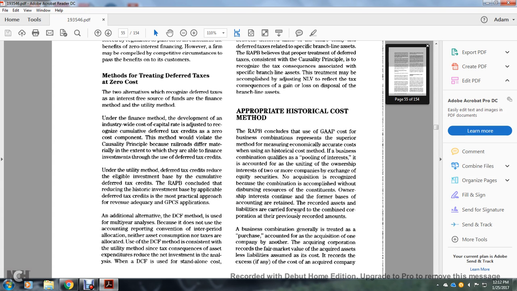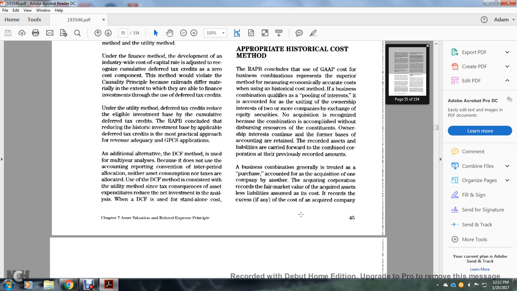And then, using historical cost methods, a business combination qualifies as a pooling of interests when it unites the ownership interests of two or more companies by exchange of equity securities. No acquisition is recognized because the combination is accomplished without disbursing the resources of the constituents. The ownership interests continue, with the former basis of accounting retained for the recorded assets and liabilities, which are carried forward by the combined corporation at the previously recorded amounts.